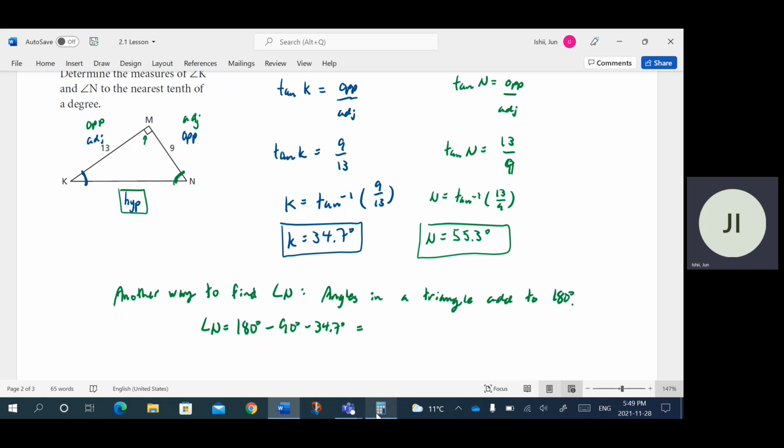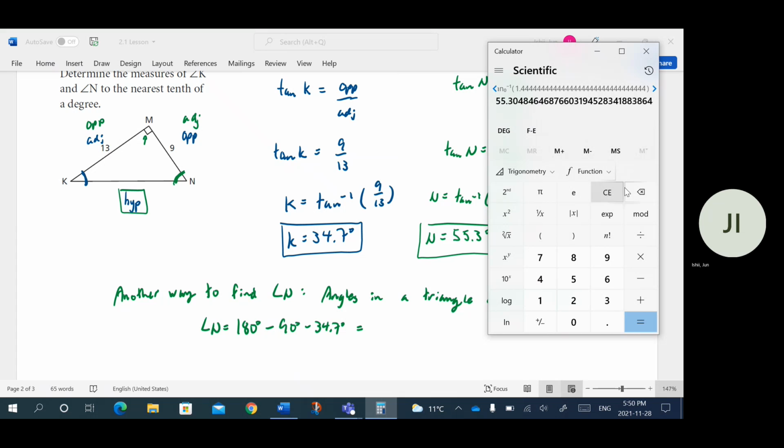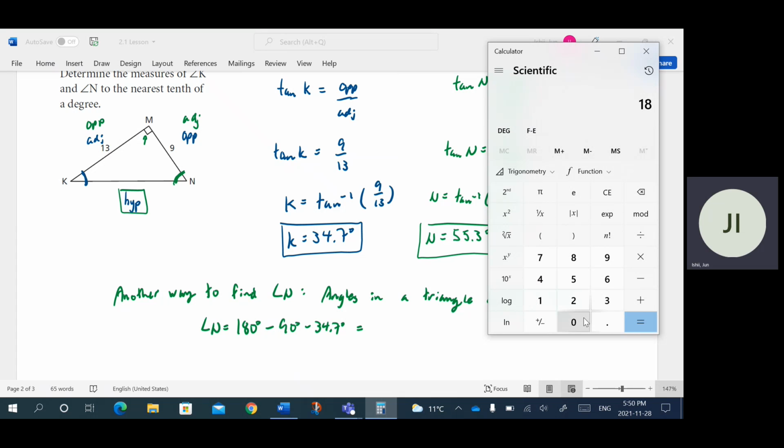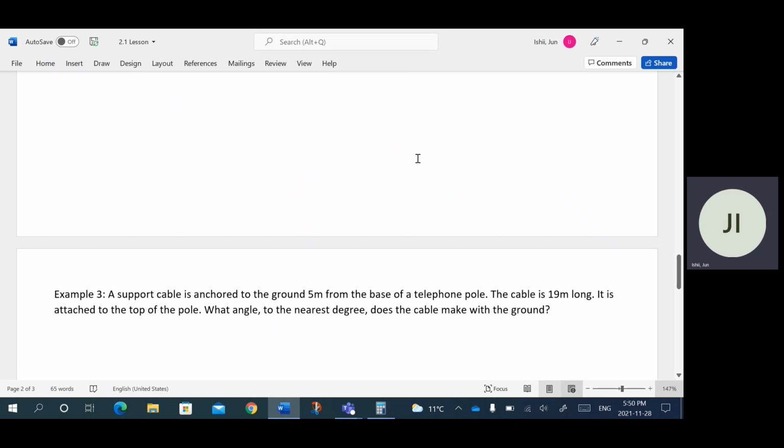Let's just make sure that works. 180 minus 90 minus 34.7. And you'll see that, yes, we get 55.3 degrees, which is the same answer as when we used the tangent ratio. So there's two ways to find the third angle of a triangle. Either way, we should get the same answer. Cool. I think there's one more example here.